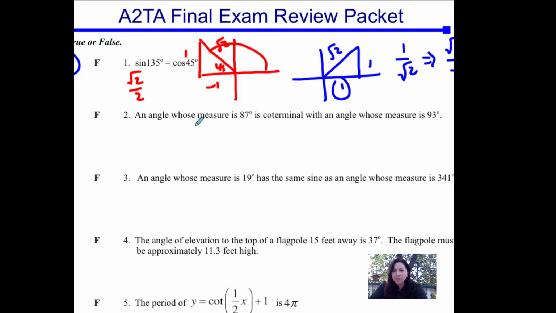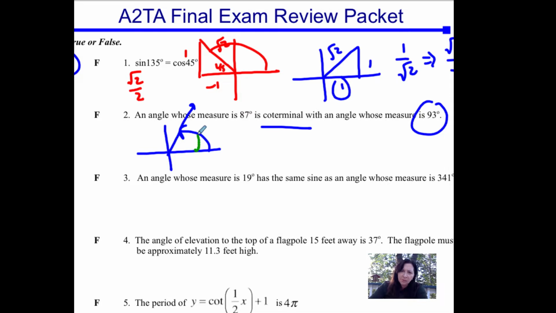An angle whose measure is 87 degrees. So an 87 degree angle is in the first quadrant, right there at 87 degrees. Coterminal means it ends in the same place. So does this end in the same place as a measure of 93 degrees? 93 degrees is going to be up to here, and no, those don't end in the same place.